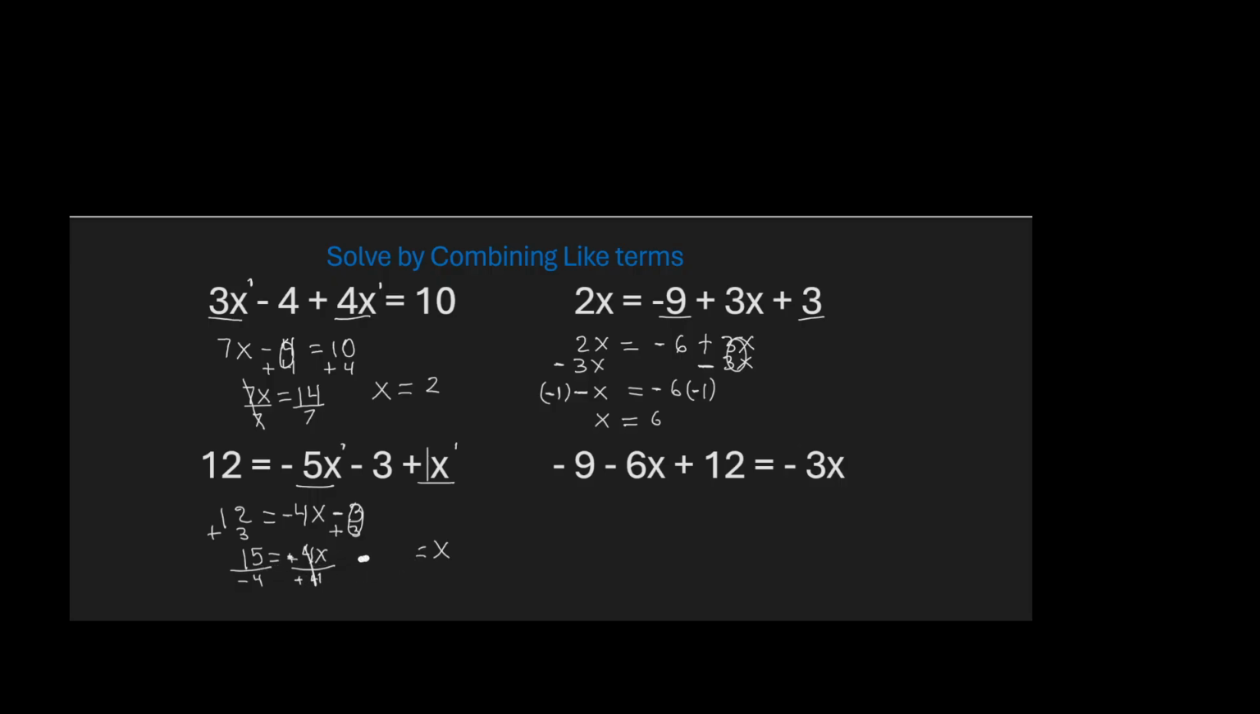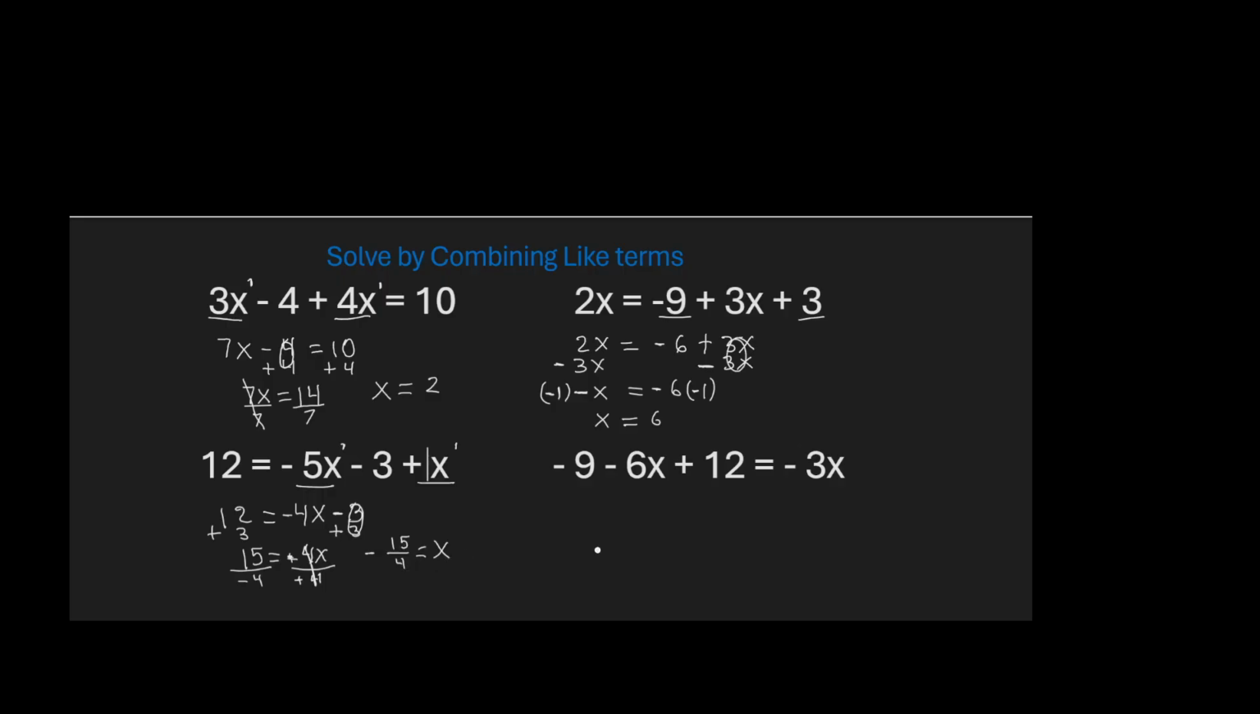On the other side, positive divided by a negative, the whole thing is going to turn into negative 15 over 4. Now, not all the time are you going to get a whole number. Okay, so in this case, this is an improper fraction, and that will be the answer.